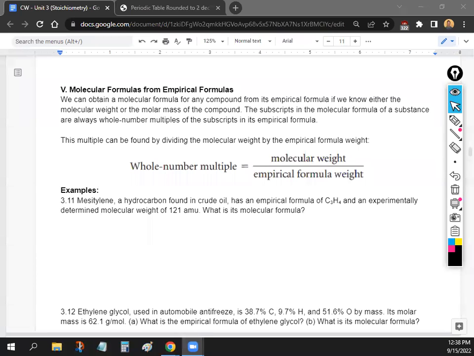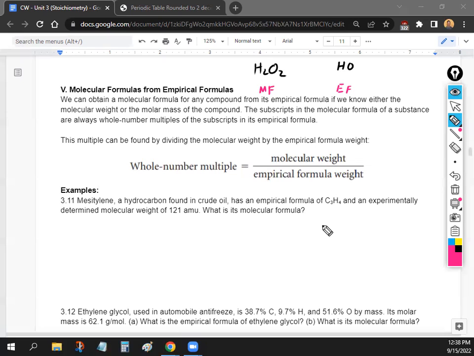So last time we talked about how empirical formulas are ratios of the different elements inside of a molecule, right? We did that one quick example of hydrogen peroxide, H2O2. This is the molecular formula, where you have the exact number of elements in a molecule. And then we have the empirical formula, which tells you the ratio. So H2O2, if you bring it down to the empirical formula, it's going to be just HO, because it's a 1-to-1 ratio between the elements. Okay, you guys remember that?